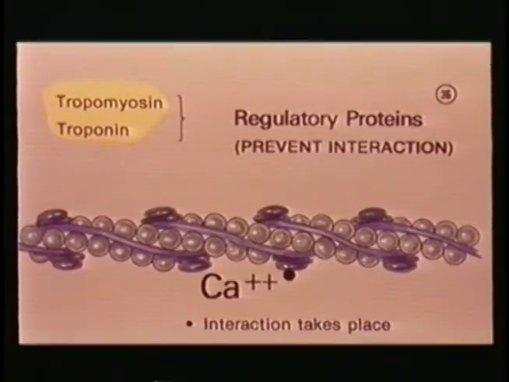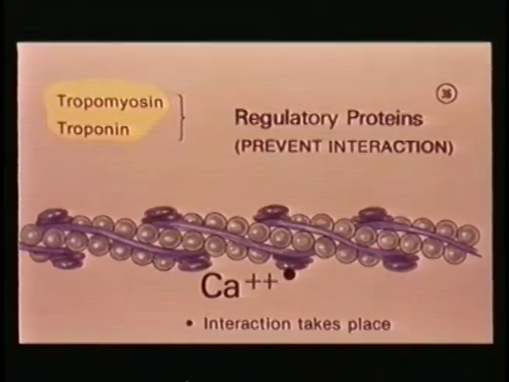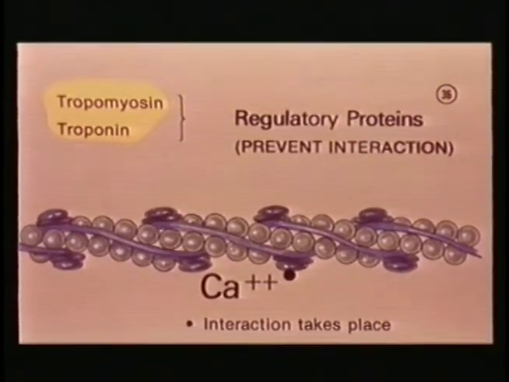Slide 36. Tropomyosin plus the troponins constitute the regulatory proteins. The presence of the regulatory proteins on the thin filament prevents interaction between the thick and thin filaments, except when calcium is bound to one of the troponin molecules, troponin C.